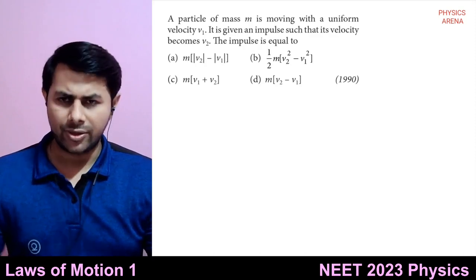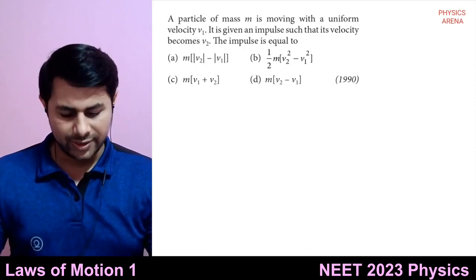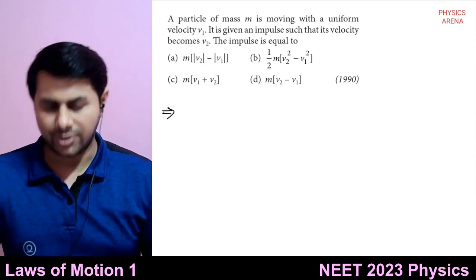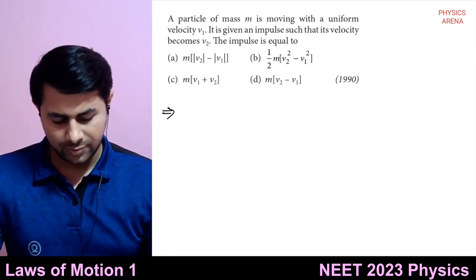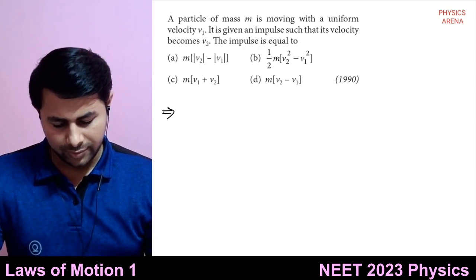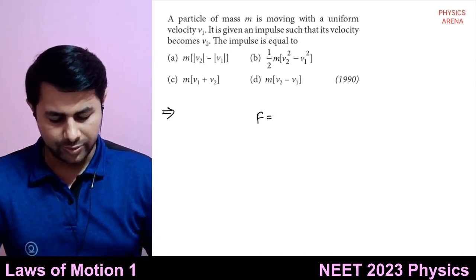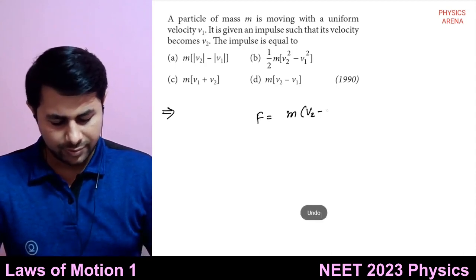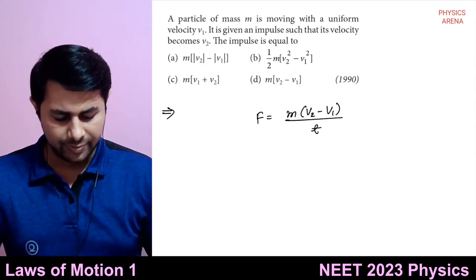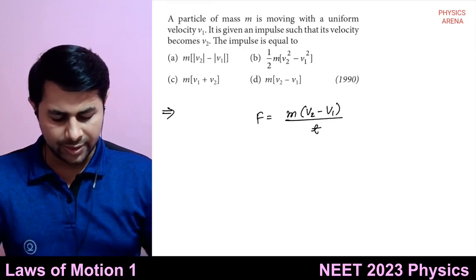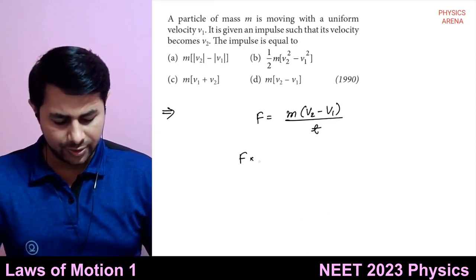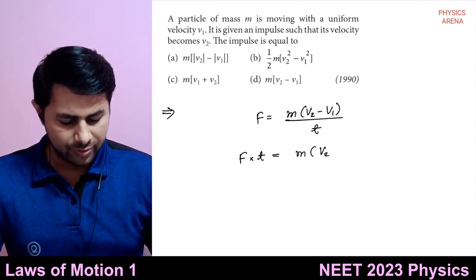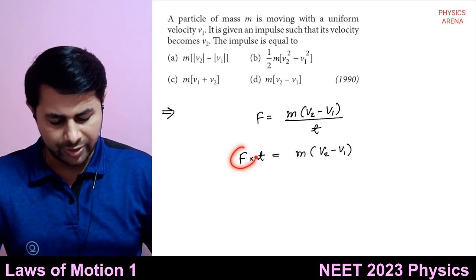Okay, so we'll talk about the impulse. Impulse is force multiplied with time, if force is constant. So force is equal to what? M into v2 minus v1 divided by time. Okay, take the t on the other side. So if force is constant, you get m into v2 minus v1, or you can say this is average force.